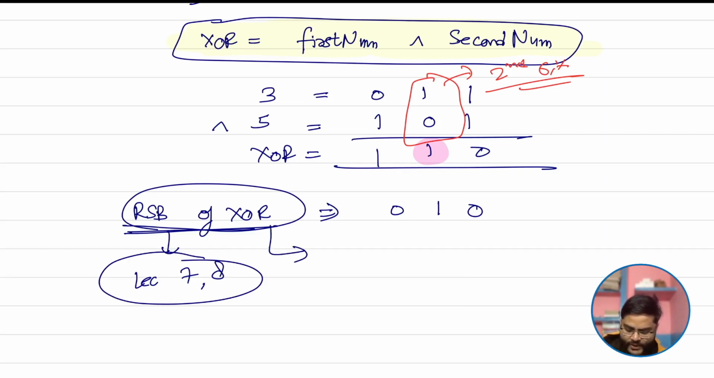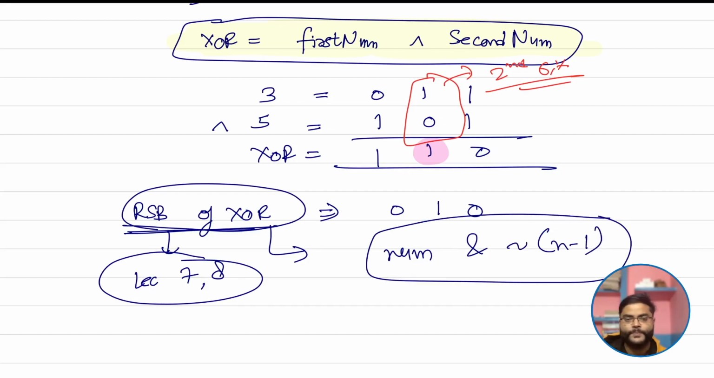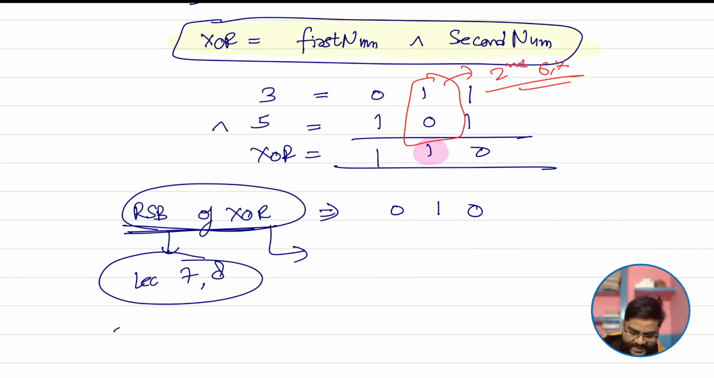What we can do is take my number and do the AND with this one. That's how we can find the rightmost set bit. We will see it later. We have already discussed it in lecture 7 and lecture 8, and we will use it here.